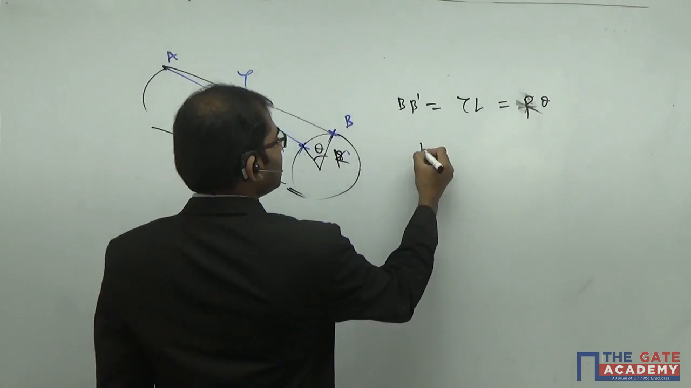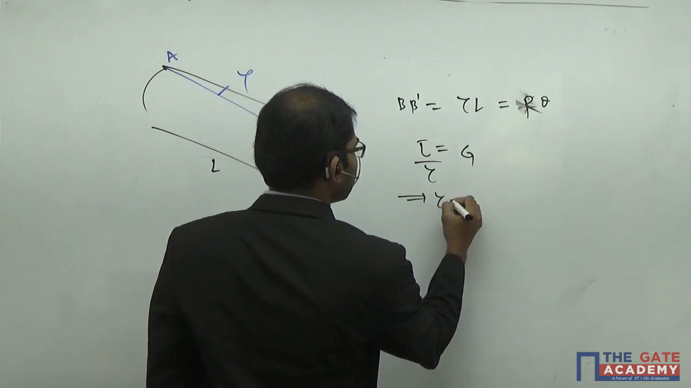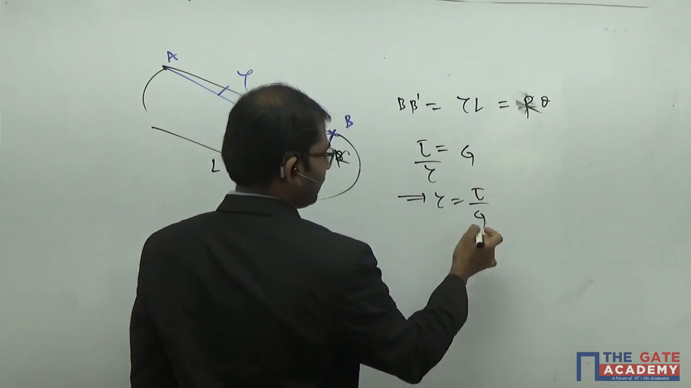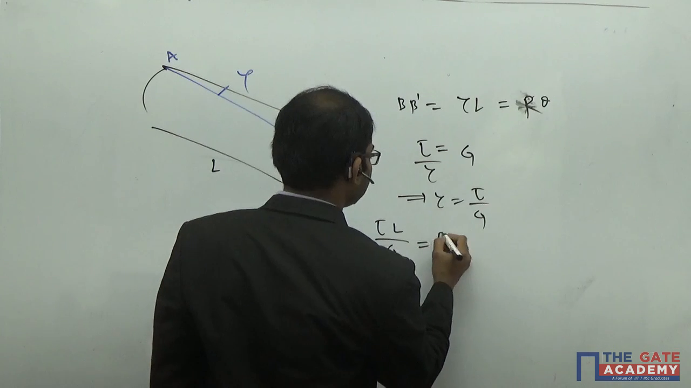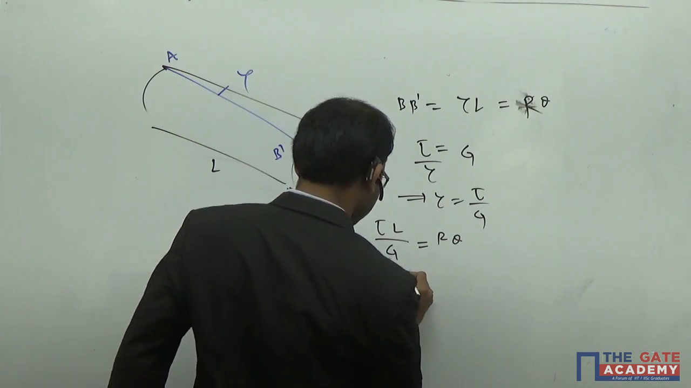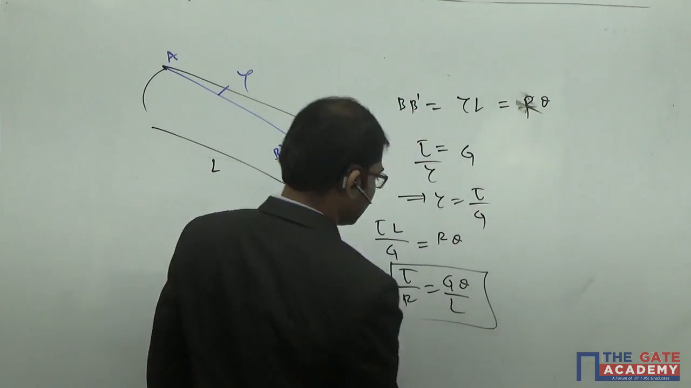But you have the relation that shear stress by shear strain is equal to the rigidity modulus. So this implies gamma is equal to tau by G. If you substitute this in the equation, we get tau L by G is equal to R into theta. This implies tau by R is equal to G theta by L. This is the formula here. Understand?